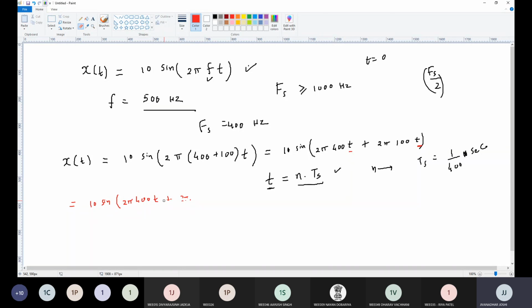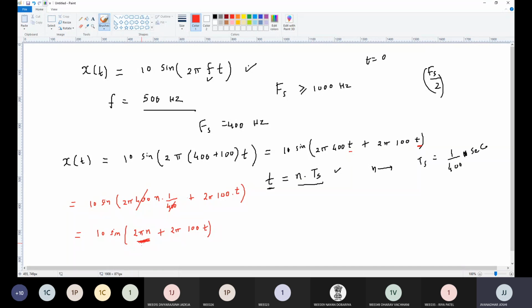Let me write it down as 2 pi into 400 into n into ts, because we have assumed that, right? So n into ts, what is n into ts? N by fs, because ts is the reciprocal of sampling frequency. So n into 1 by fs, how much is the fs? 400 hertz plus 2 pi into 100 into n into 1 by 400. Now there is no meaning because this is not going to be cancelled. So I may write it down straightforwardly as t only. So this becomes 10 sine, 400 will be cancelled. So this is ultimately 2 pi into n plus 2 pi into 100 into t.